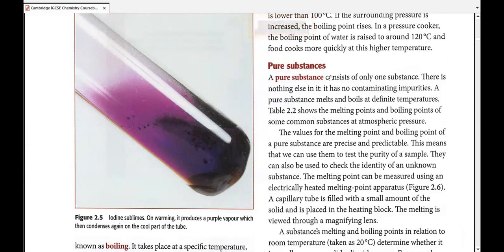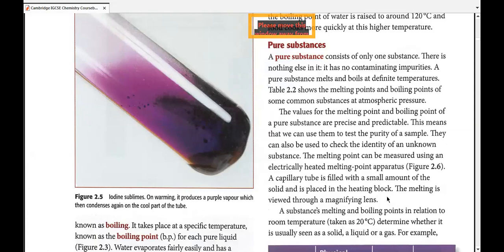Okay. A pure substance melts and boils at a definite temperature. For water, we stated yesterday that the melting point is 0 degrees centigrade, and the boiling point for pure water is 100 degrees centigrade. So for a pure substance, melting and boiling points are precise and predictable. Not just that, we can use them to test the purity of a sample, which means if the values are exactly what we are saying, it means it's a pure substance.